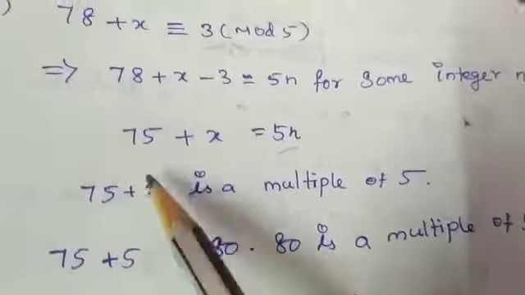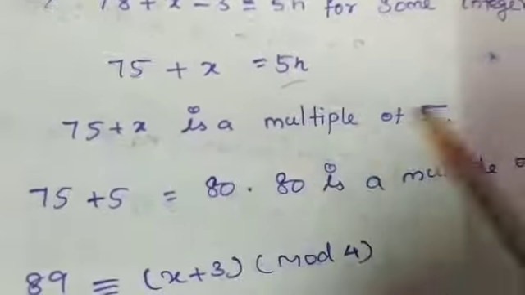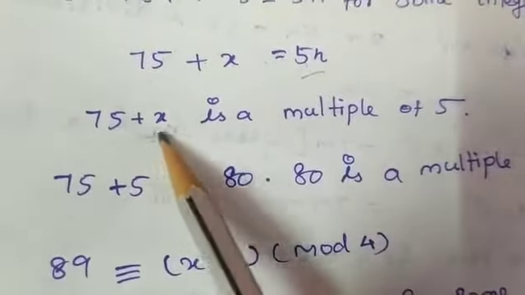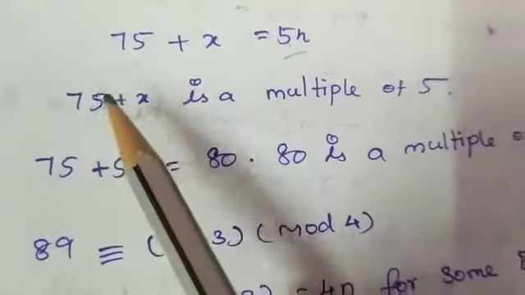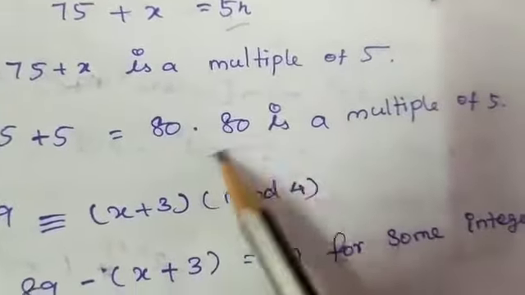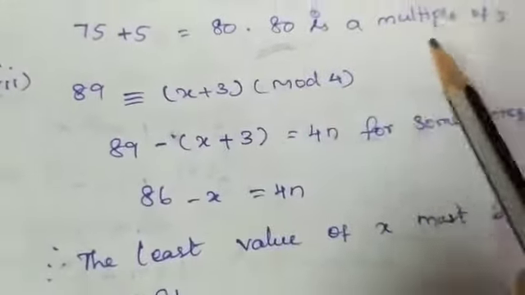So when we add x, we should make this whole number divisible by 5. It will be possible when we add the least number, 5, to this. Then it will become divisible by 5. So 80 is a multiple of 5. Third part, 89 congruent to x plus 3 mod 4.